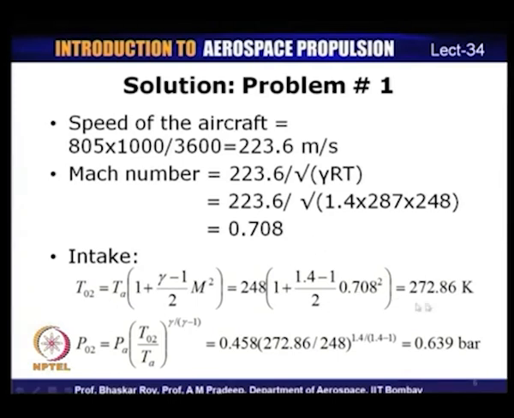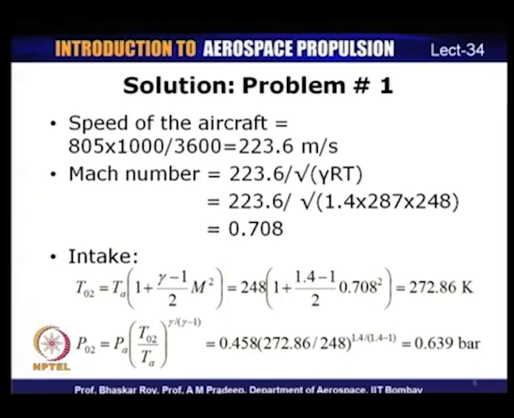So, this temperature comes out to be 272.86 Kelvin. Similarly, stagnation pressure P02 can be calculated from the isentropic relations. P02 is Pa into T02 by Ta raised to gamma by gamma minus 1, and Pa is given as 0.458 bar. So, this multiplied by 272.86 divided by 248 raised to 1.4 by 1.4 minus 1. So, this is equal to 0.639 bar.